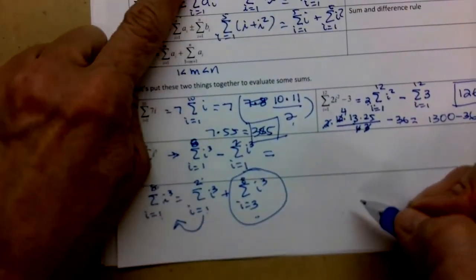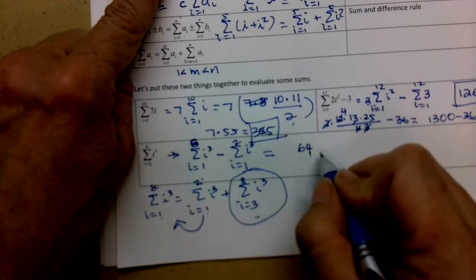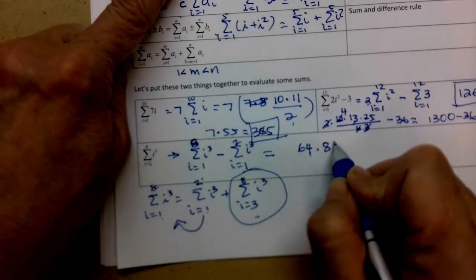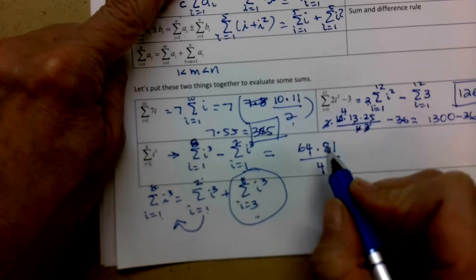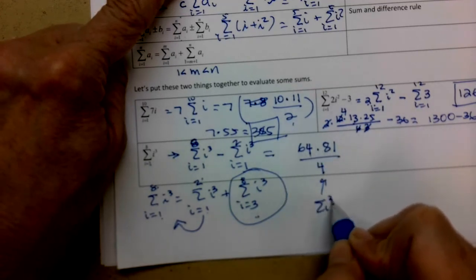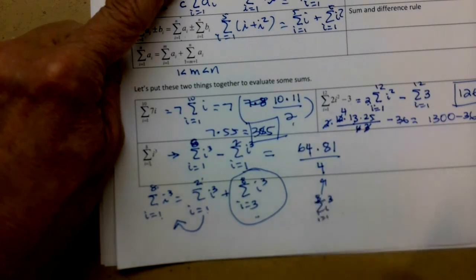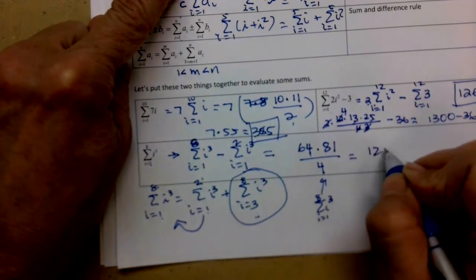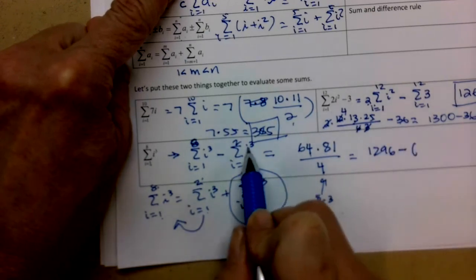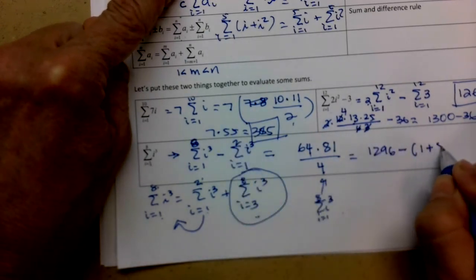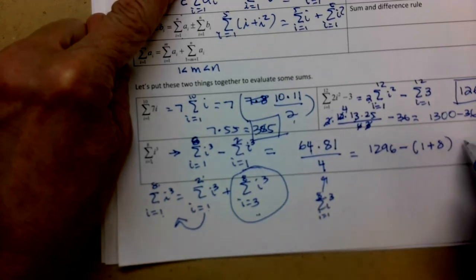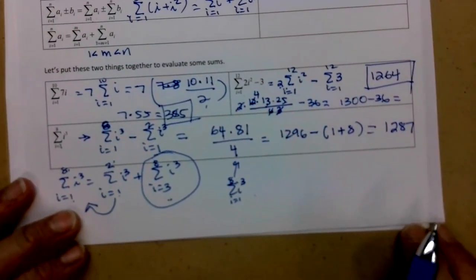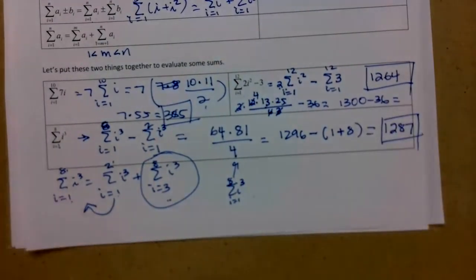So let's find 1 to 8 of i cubed. That's n squared times n plus 1 squared, divided by 4. n is 8, n plus 1 is 9, 9 squared is 81, divided by 4. So for that, we get 16 times 81, so 1296. But then we're going to subtract 1 cubed plus 2 cubed, so 1 plus 8. So we're just going to take away 9. Without having to actually do the big formula, it's easier because I just had the 2 to take away. So, 1287. So that's how we use summation.